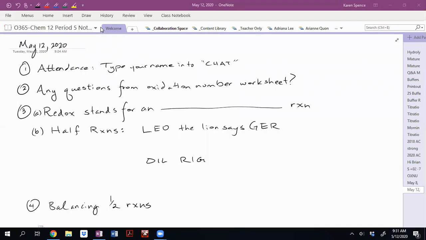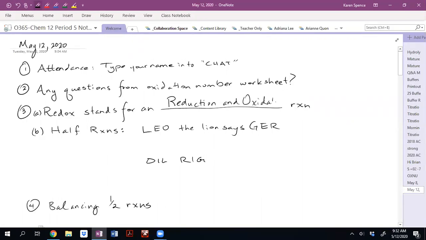Then let's go over what hopefully you learned from the Tyler DeWitt video, or at least some of it. So what does REDOX stand for? Yes, reduction is half of it. And what's the other half? Oxidation.